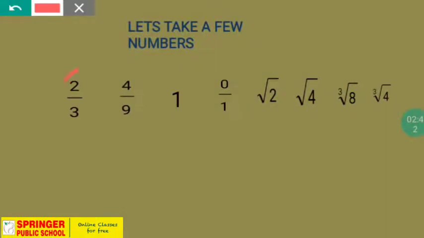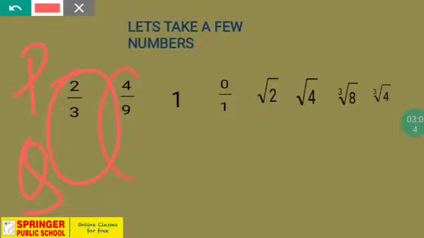First of all, students, you can see the number on the board, 2 upon 3. It is in the fractional form where p is equal to 2 and q is equal to 3. So students, you can see both p and q are integers. q, that is 3, is not equal to 0 and both 2 and 3 are co-primes. Hence, they satisfy all the norms of the definition and hence it is a rational number.